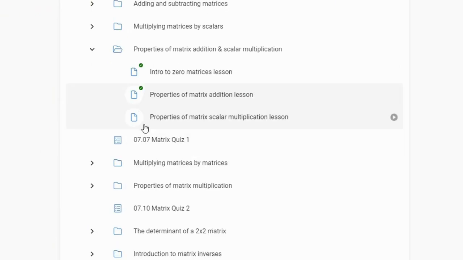All right, we have one more, properties of matrix scalar multiplication, and then we'll have our first quiz, which I need to look at. Because I think there's a question on there that we haven't covered. I didn't fix that, I don't think. I hope. I'll look at it.